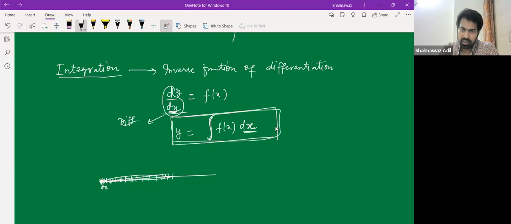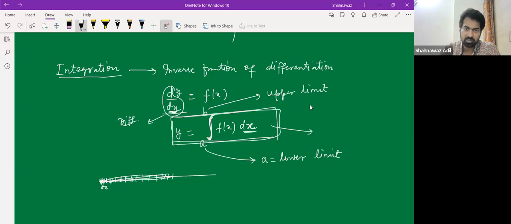This sign is called integration, and it will have limits. You have this a and this b. This a is the lower limit and this b is the upper limit. We will talk about this later.